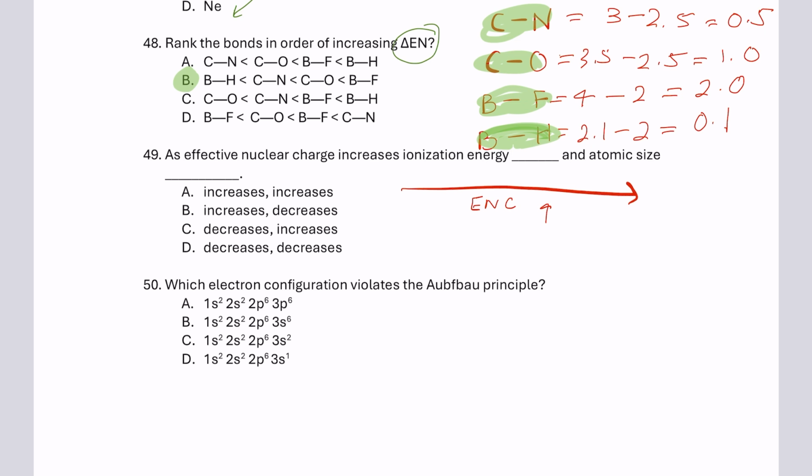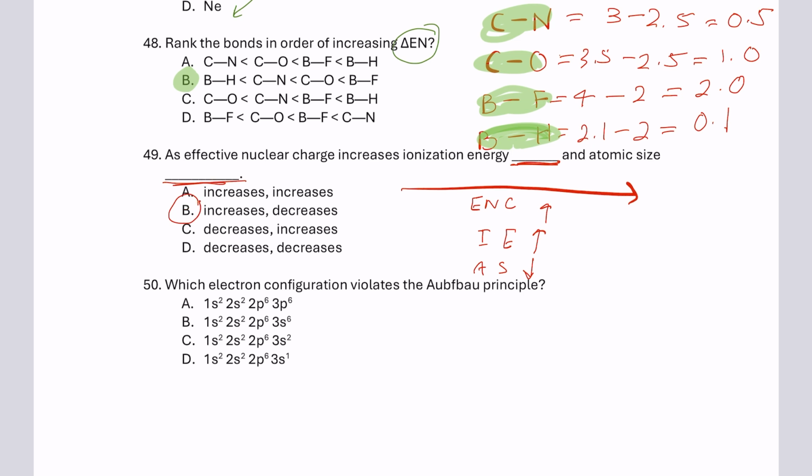This stronger attraction pulls electrons in more tightly, making them harder to remove, and that results in an increase in the ionization energy. At the same time, because the electrons are pulled closer to the nucleus, the atomic size is going to decrease. So in this first blank, ionization energy increases, and in the second blank, atomic size decreases. The correct answer is B.